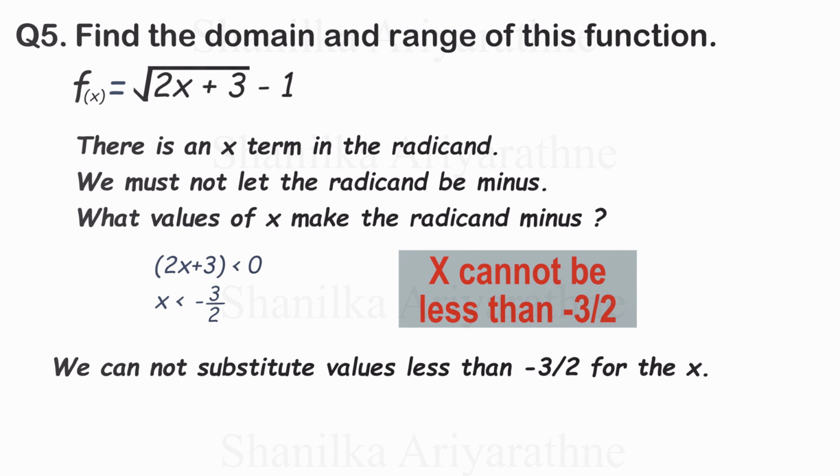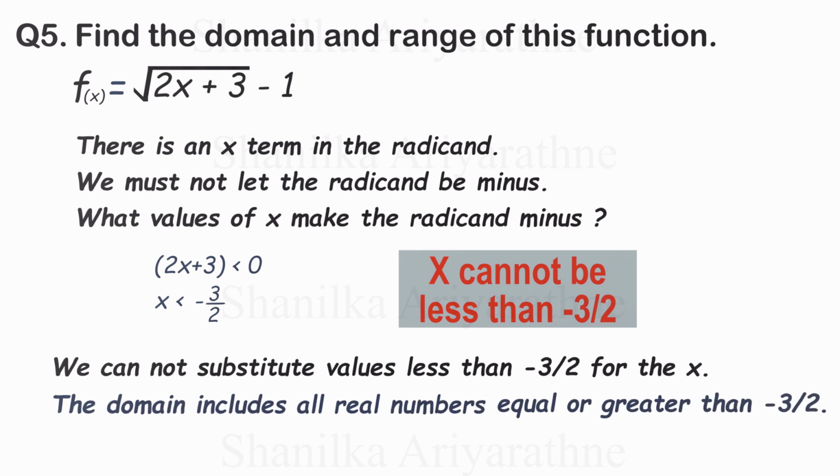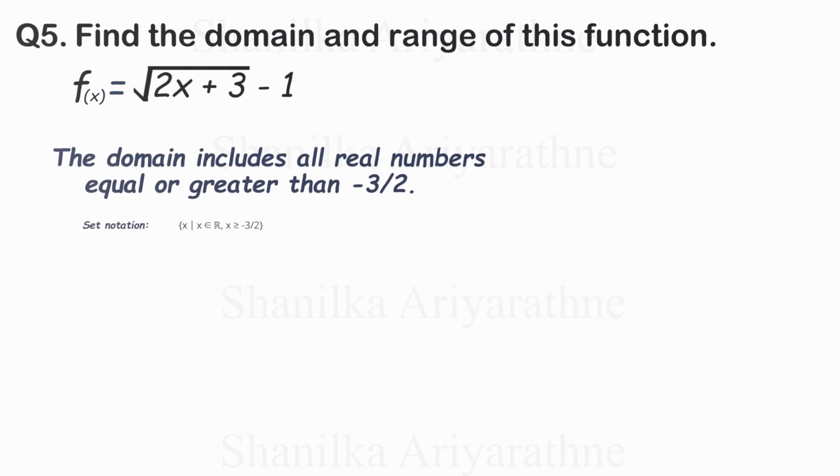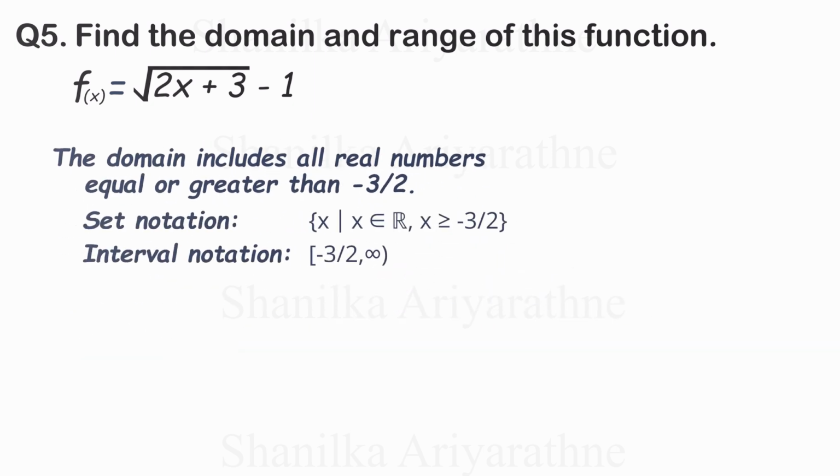The domain does not contain any value less than minus 3 over 2. That means the domain includes all the real numbers equal to or greater than minus 3 over 2. We can write the domain in set notation like this, and we write the range using interval notation like this.